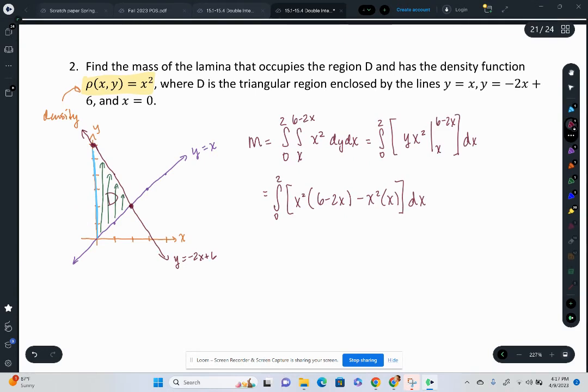Okay, we need to distribute. Remember, there is no product rule in integration, so you always have to multiply things out or do a u substitution. I'm going to multiply out. I get the integral from 0 to 2 of 6x squared minus 2x cubed minus x cubed dx. And I can combine those to get minus 3x cubed. So it's the integral from 0 to 2 of 6x squared minus 3x cubed dx.